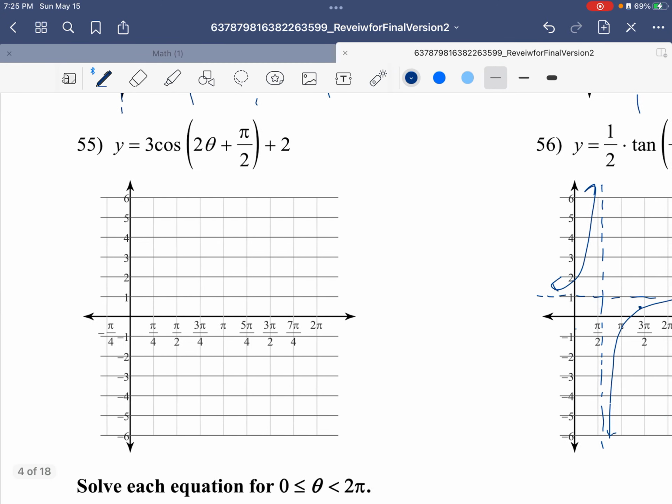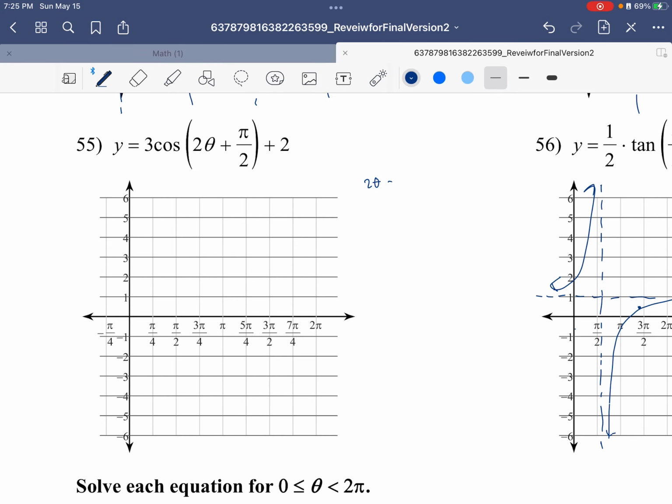Let's just do this one anyways. Let's do this one also. So we're going to set the inside equal to 0 first, and we get this. That's the starting point. We have a horizontal asymptote, so here, right? And then 1, 2, 3. So amplitude of 3, so I counted up 3, 1, 2, 3. And then let's find our ending point for the period. So 2 theta plus pi over 2 equals 2 pi.